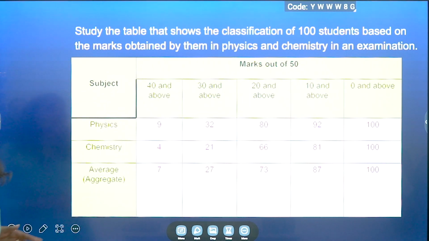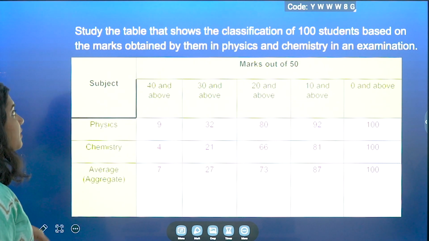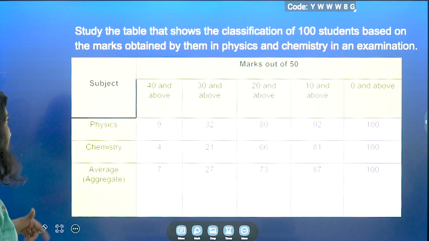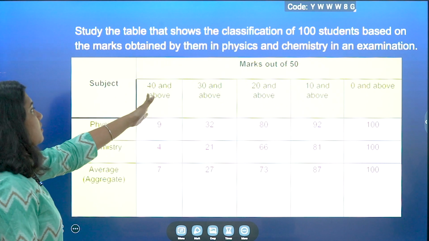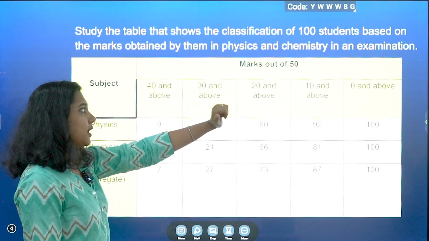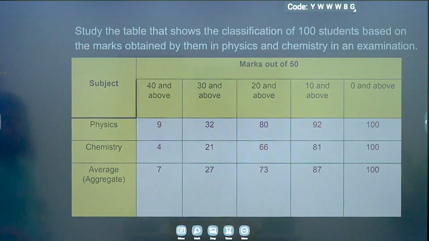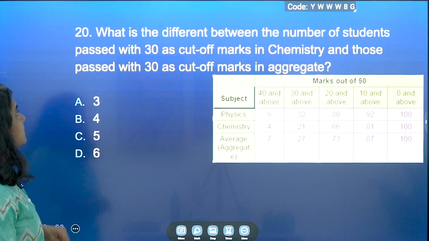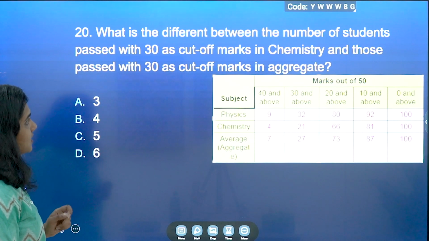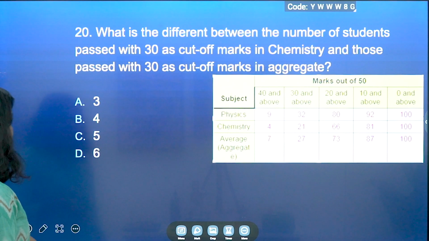Study the table that shows the classification of 100 students based on the marks obtained by them in physics and chemistry in an examination. The subjects are physics, chemistry, and you have an average here. Then the columns are 14 and above, 30 and above, 20 and above, 10 and above and 0 and above. Marks is out of 50. Here is the first question. What is the difference between the number of students passed with 30 as cutoff marks in chemistry and those passed with 30 as cutoff marks in aggregate?